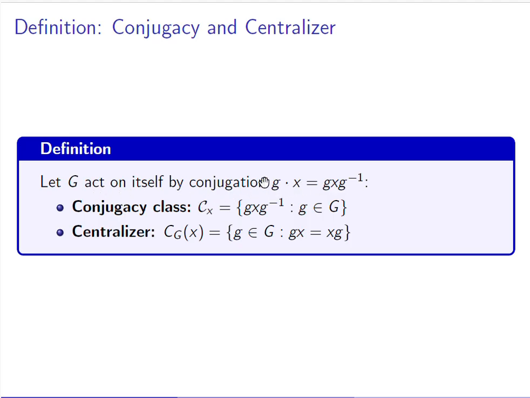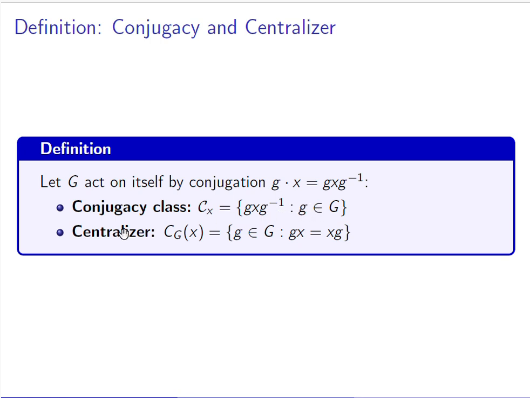Under this action, the orbits have a special name. They are called the conjugacy classes. So the conjugacy class of x is just the orbit of x under the action of G on itself by conjugation. It's the set of conjugates of x.